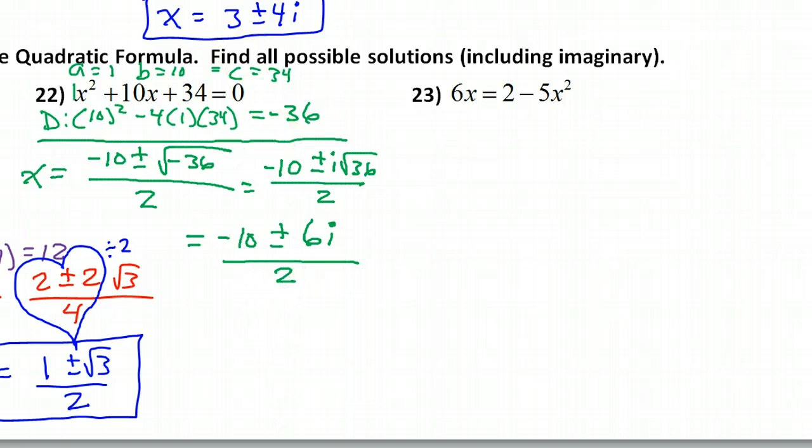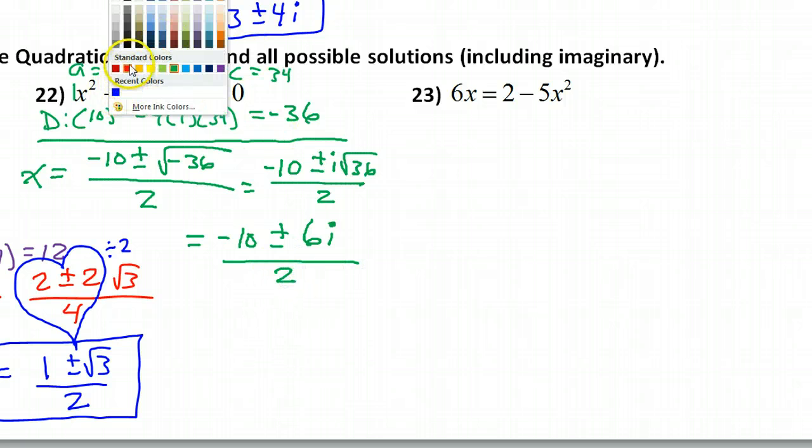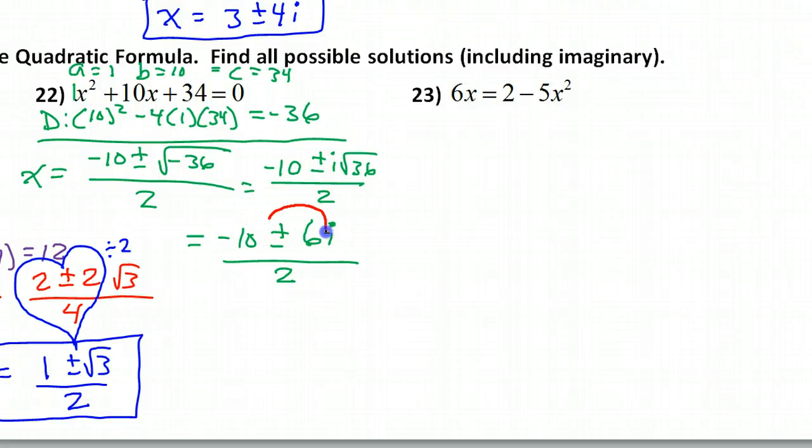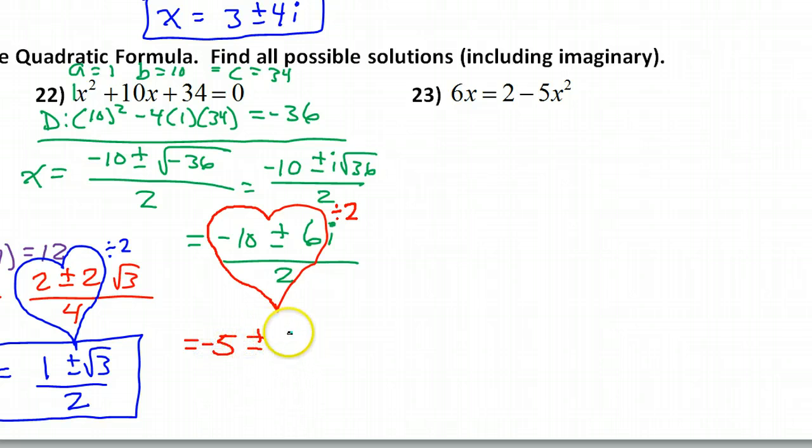over 2. Now remember that heart? Alright, so the heart is right here. If all three of these can be divided by something, you must. And they are all divisible by 2. So that is going to give me negative 5 plus or minus 3i. 2 divided by 2 is 1, and I'm not going to put a 1 down here. That would be unnecessary. So this is the final answer.